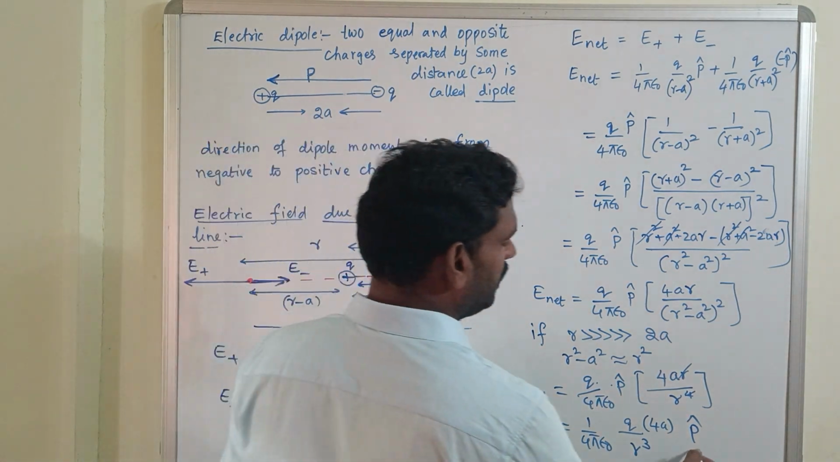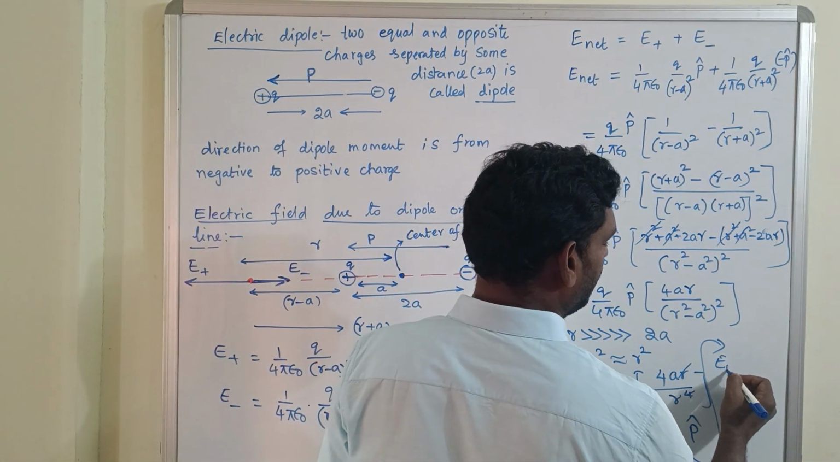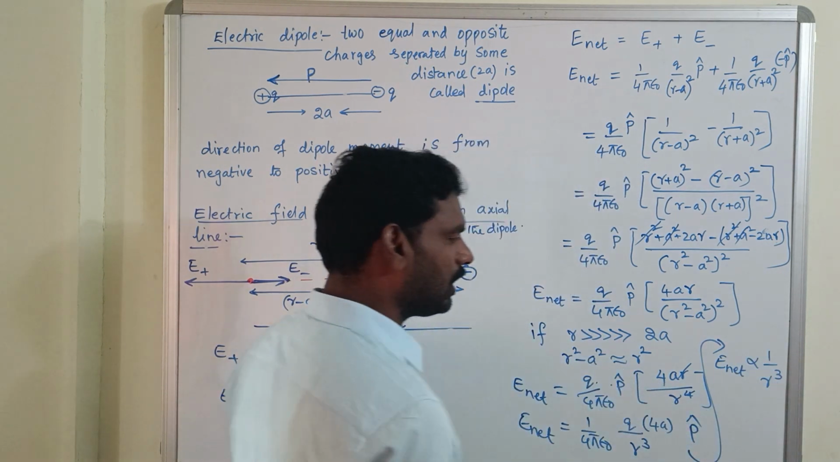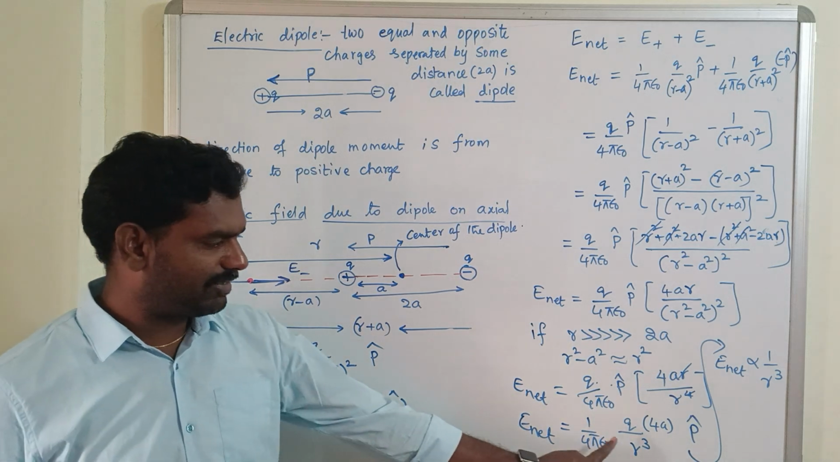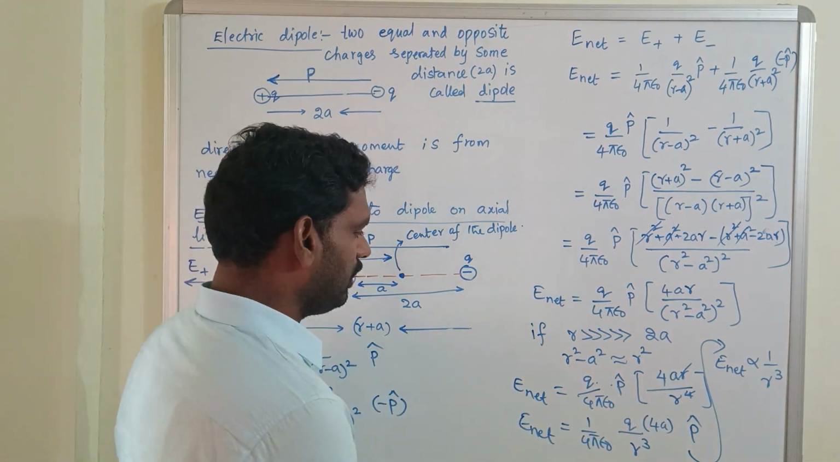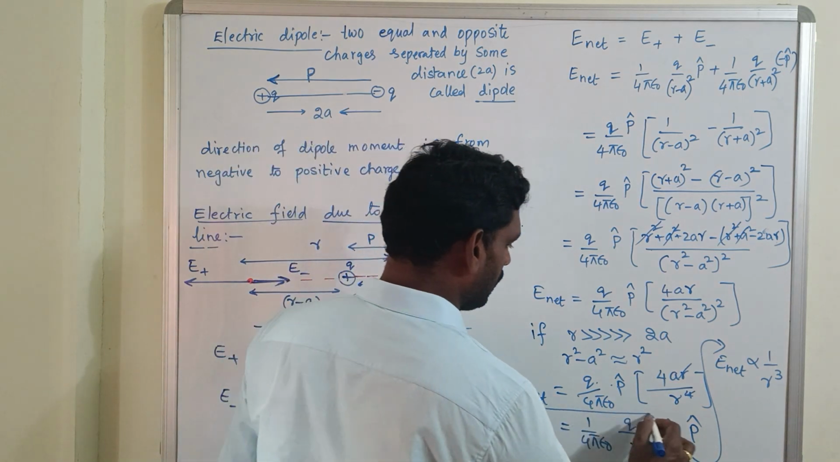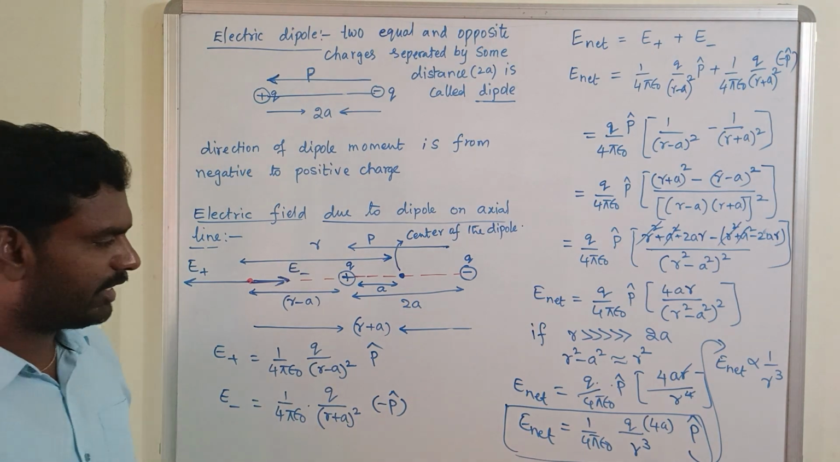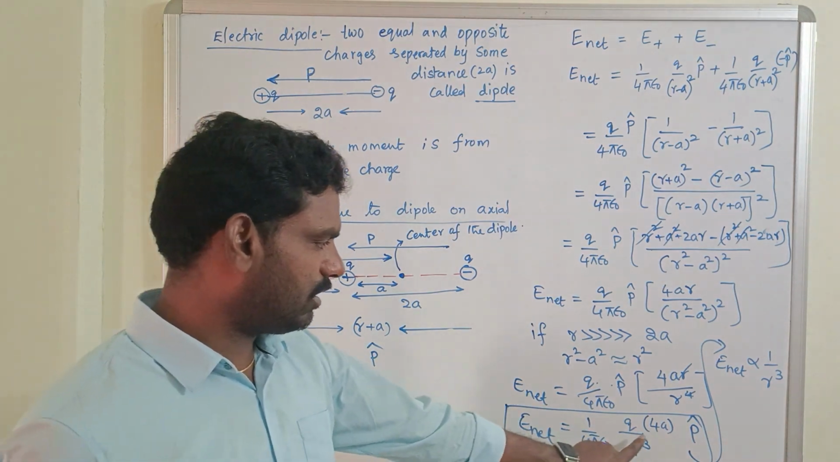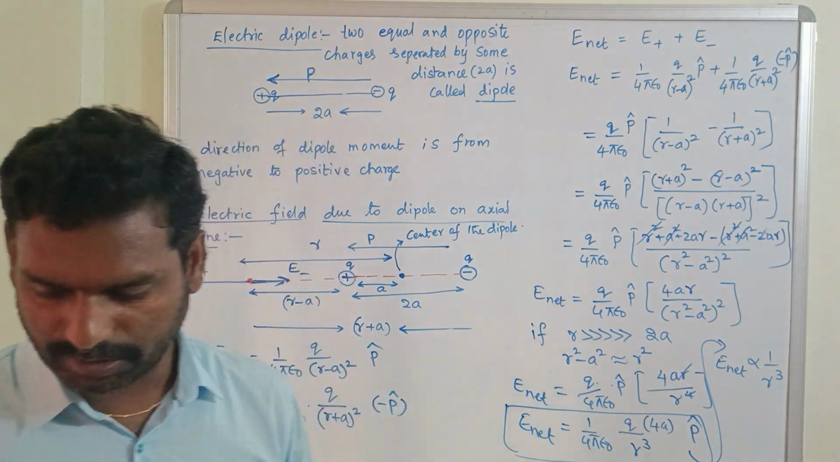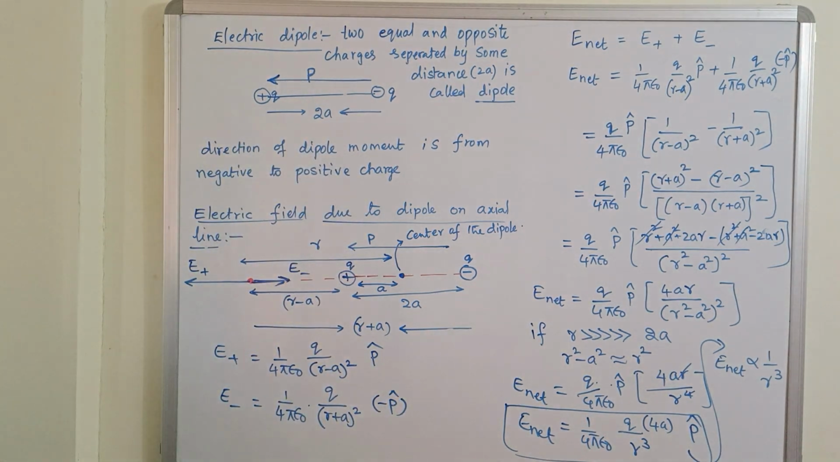So net electric field is inversely proportional to cube of r. Net electric field is inversely proportional to r cube. Okay, this is the electric field due to a dipole on the axial line: 1 by 4 pi epsilon naught 4qa by r cube. Take a screenshot of this.